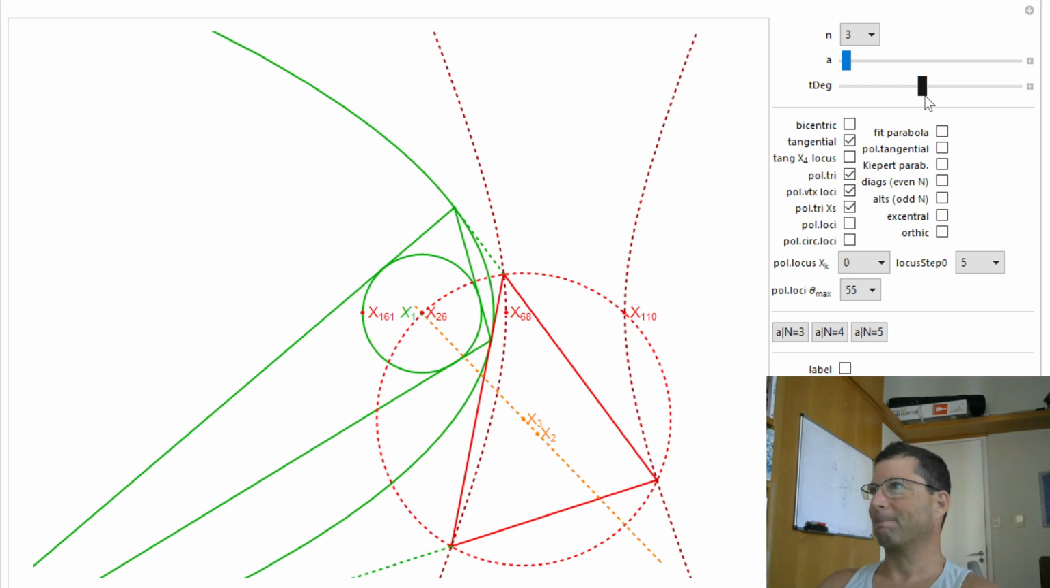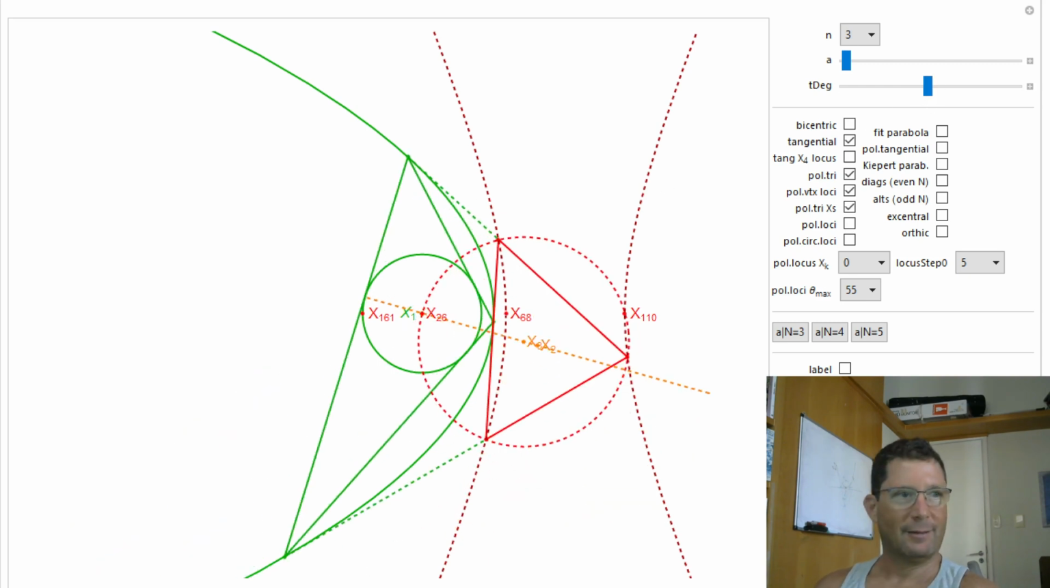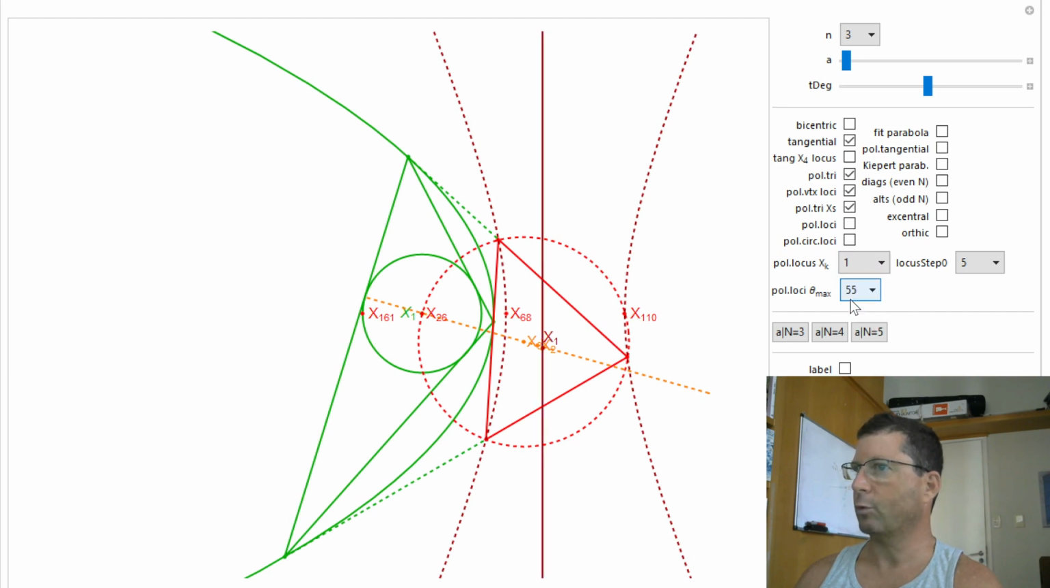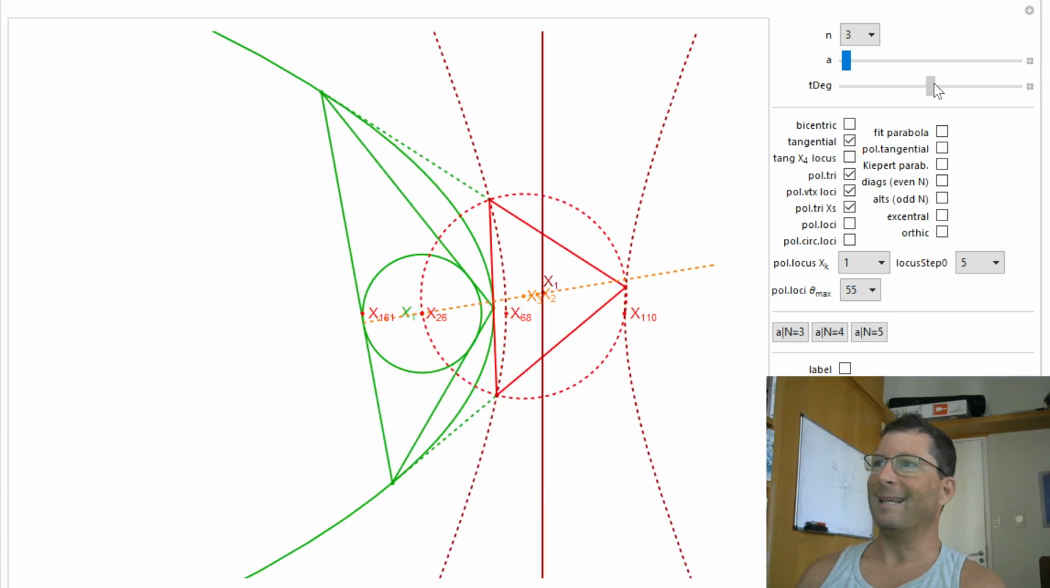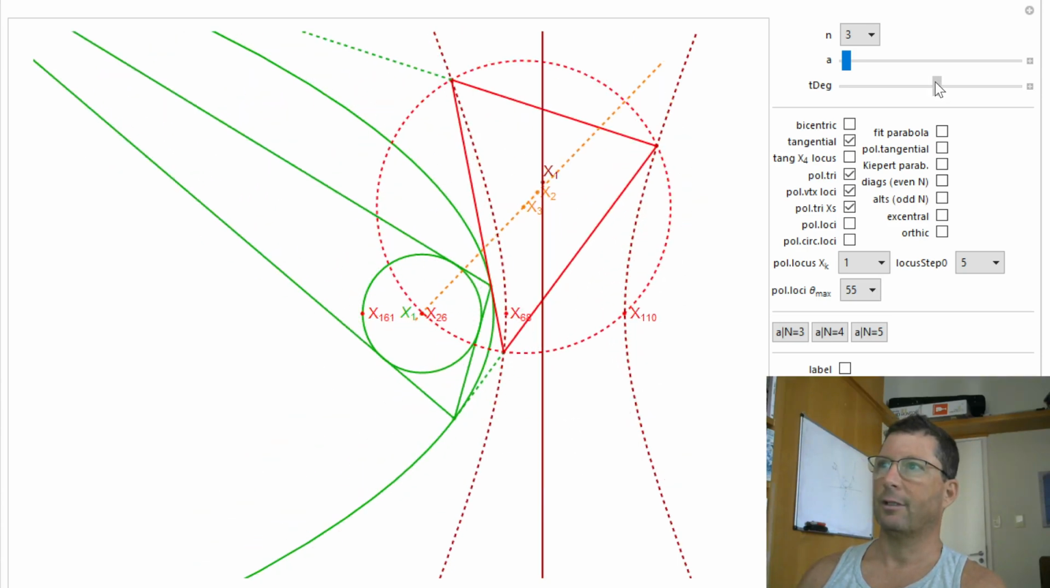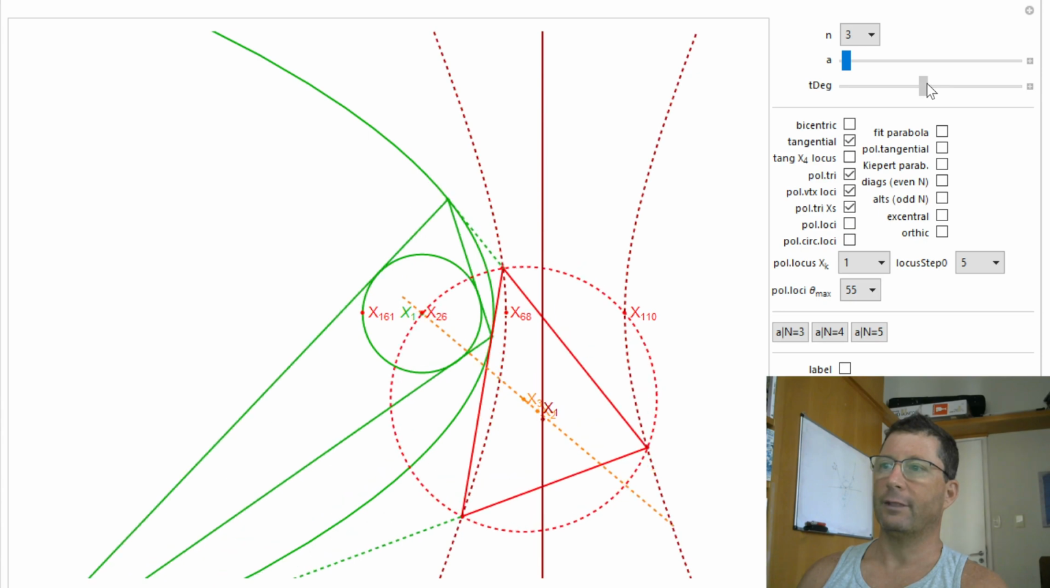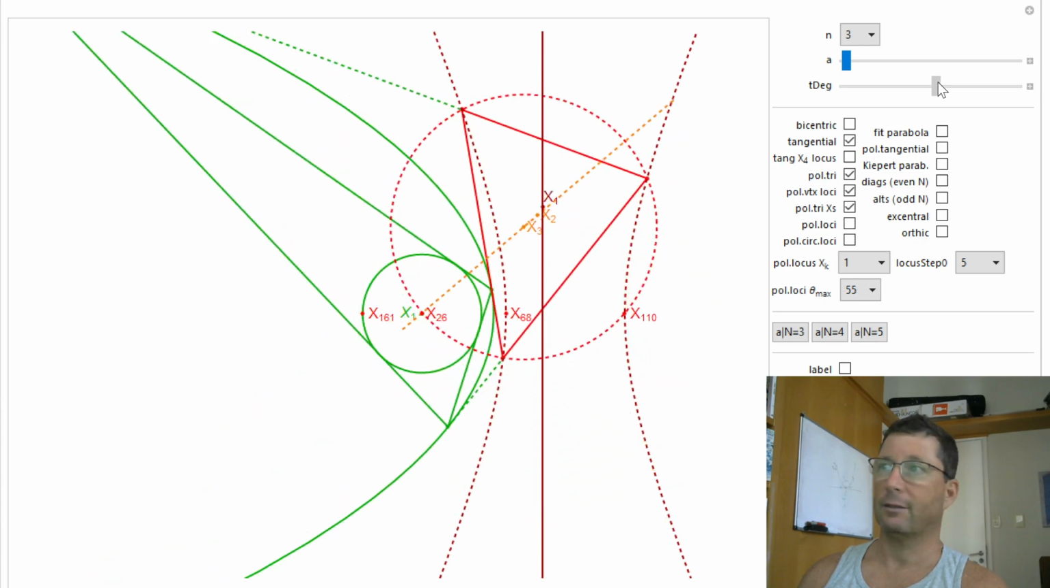Okay, so let me go back to my script. Okay, so now we got to the first very surprising result. I actually want to show you guys individual loci. So let's go ahead and show the locus of X1. So here's the incenter of this family of red triangles.